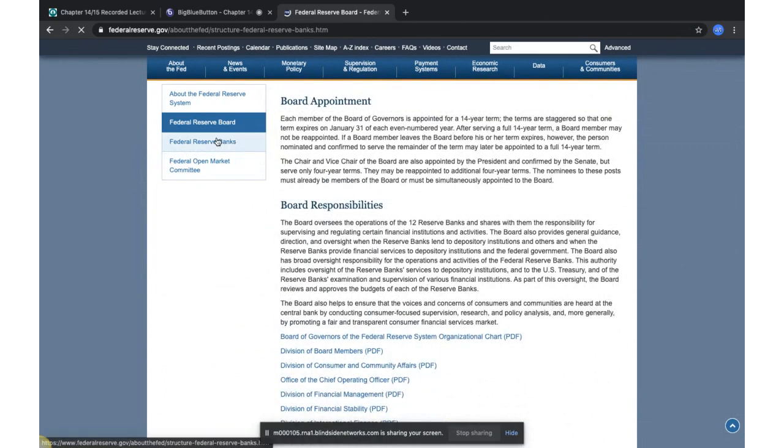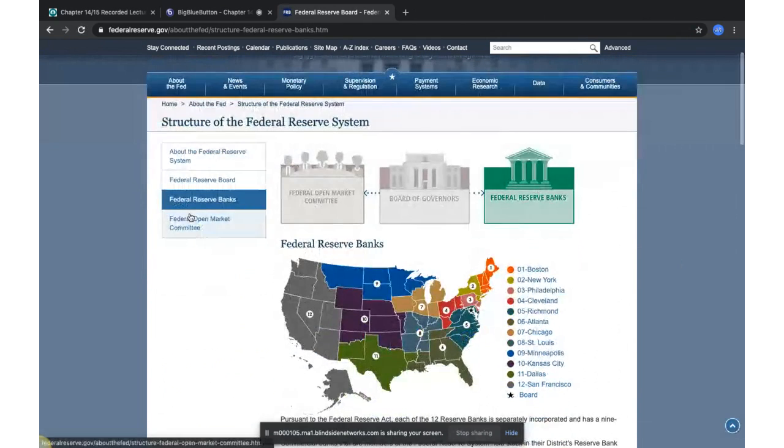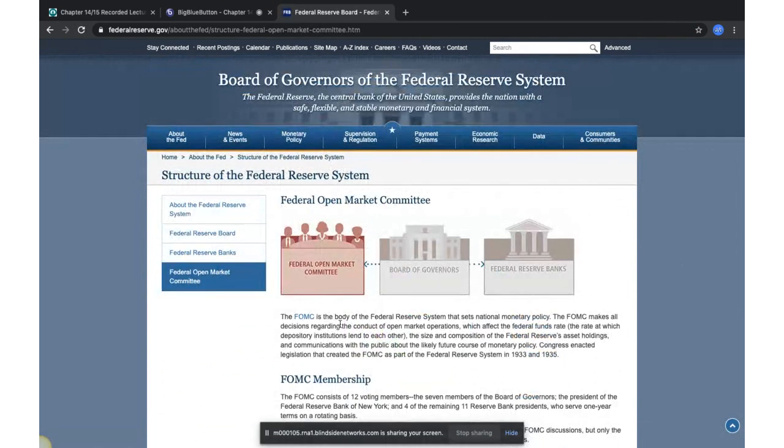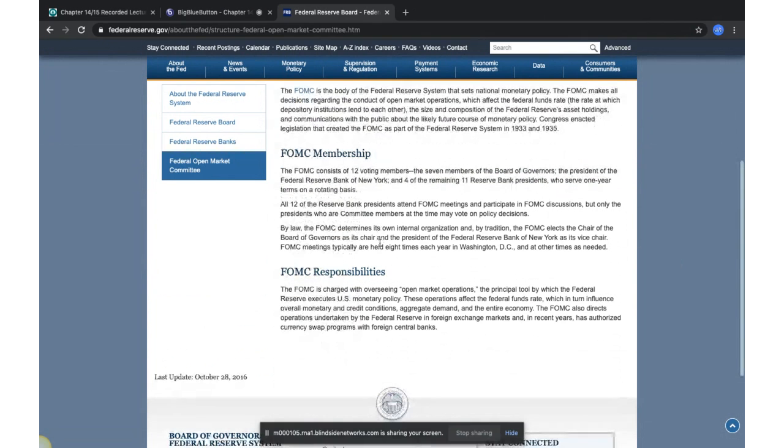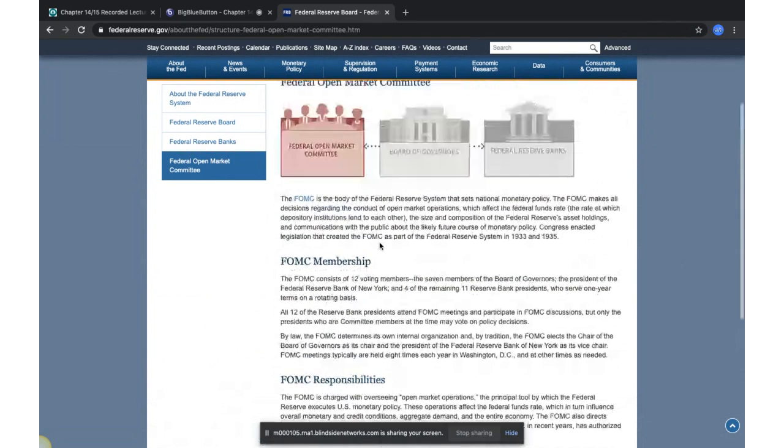If we click on the Federal Open Market Committee, this is the FOMC. As I said, it consists of 12 voting members: the 7 members of the Board of Governors, the President of the Federal Reserve Bank of New York, and 4 of the remaining 11 Reserve Bank presidents who serve a 1-year term on a rotating basis. And the FOMC is the committee which is responsible for conducting or implementing the monetary policy.